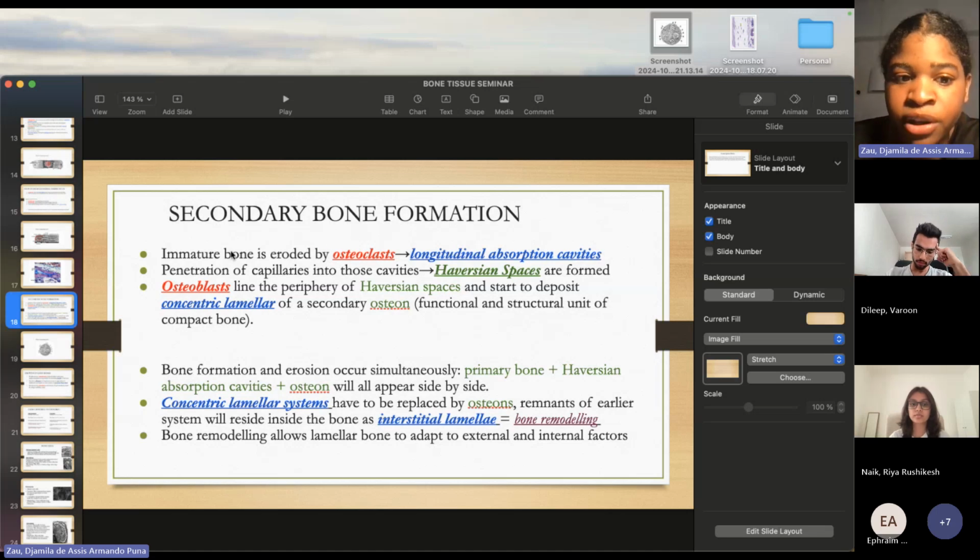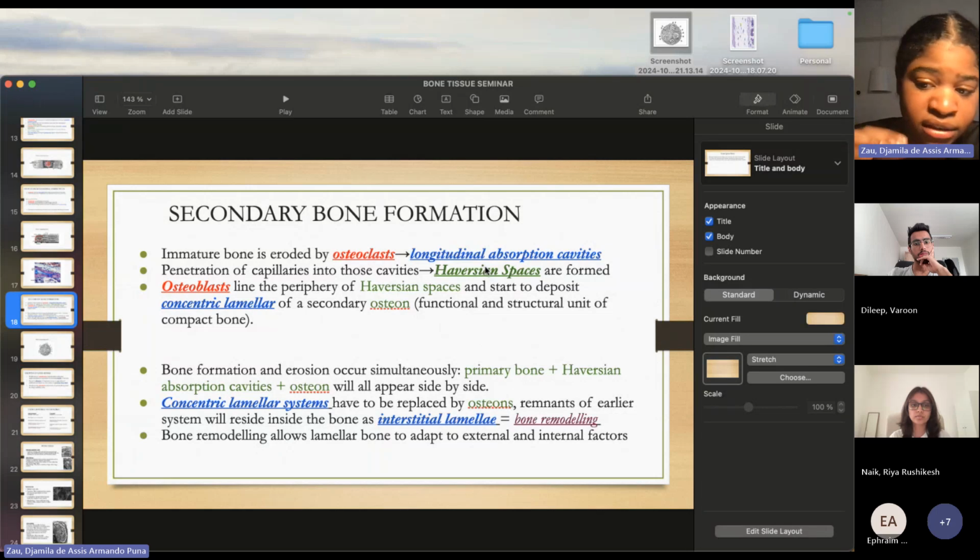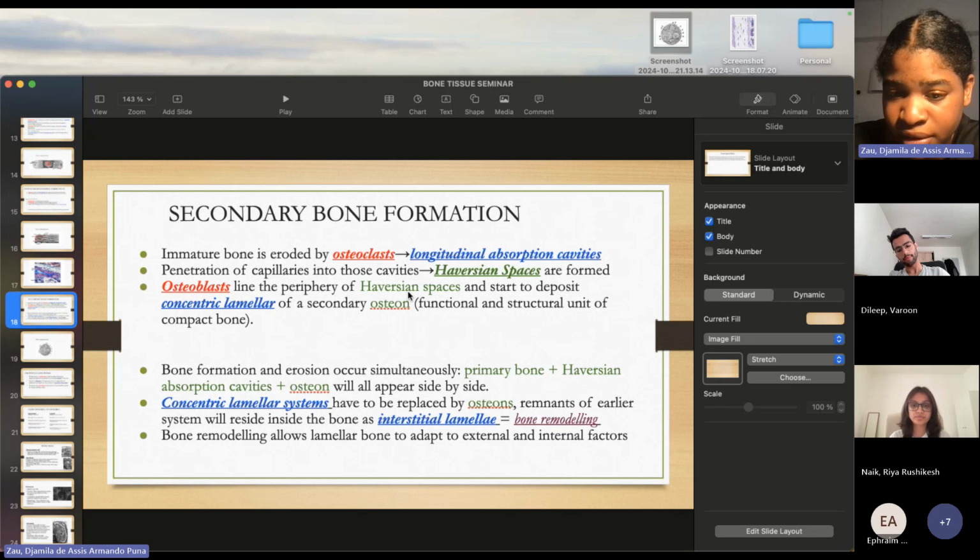As to how it's formed, we said that immature bone is going to be eroded by osteoclasts, and they are going to form these absorption cavities. Then you're going to have penetration of capillaries, and they're going to form what are known as Haversian spaces. In your Haversian spaces, which you guys have already seen an image of, osteoblasts will line the periphery of these Haversian spaces, and they're going to start depositing the concentric lamellae.